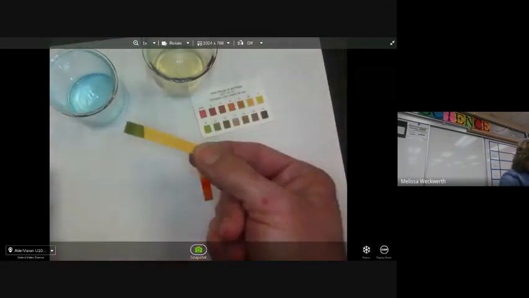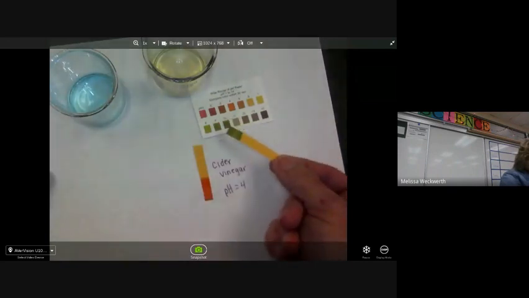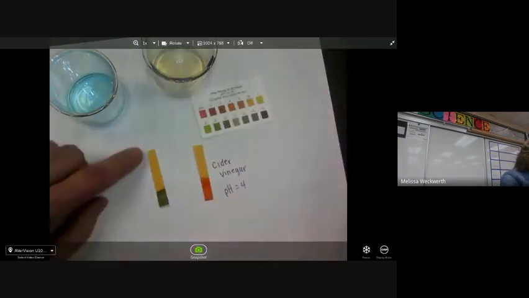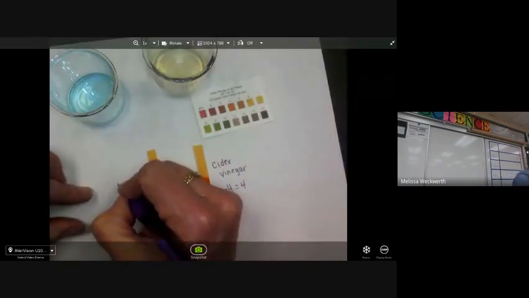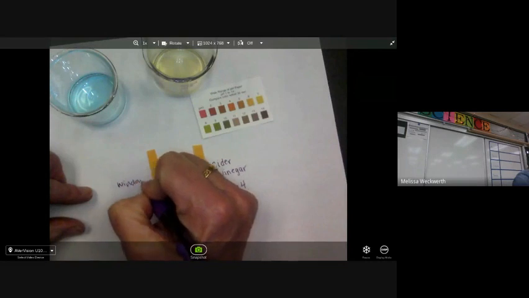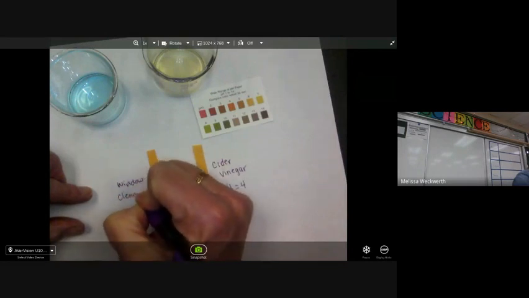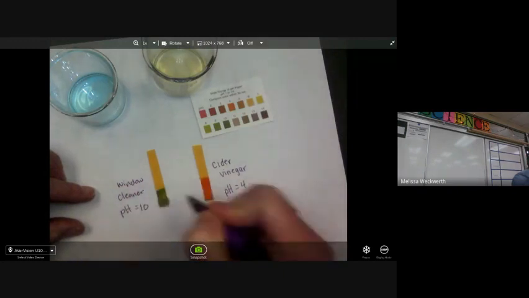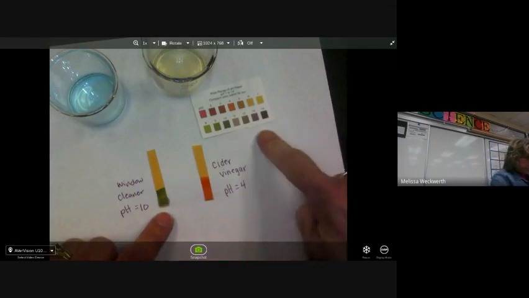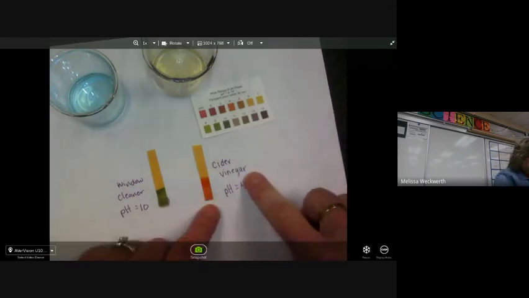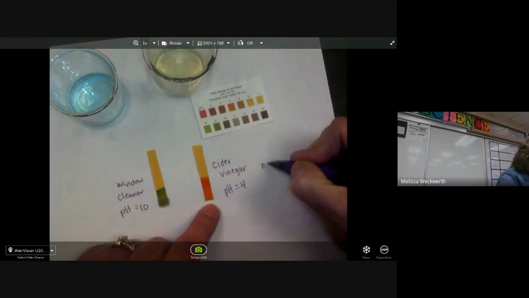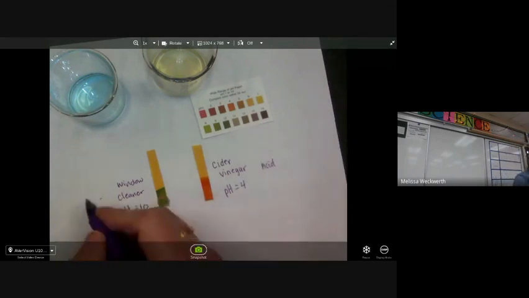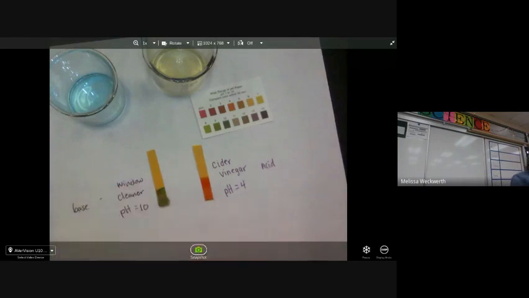So now I'm going to do the exact same thing. I'm going to dip it in there. And now when I do this comparison, I see that it matches up to that number 10. I'm going to write right over here, window cleaner, and the pH equals 10. So this now would tell me that vinegar is indeed an acid, okay? And you don't have to write that on here, but I want you to understand that we have these differences, okay? And this would be a base.